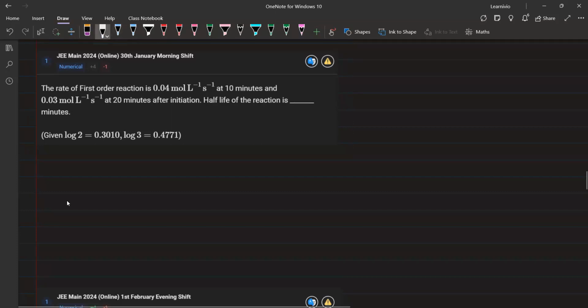They've given the rate of a first order reaction at 10 minutes, and this is the rate at 20 minutes after the reaction has occurred. They're saying the half-life of the reaction is dash minutes. You can calculate the K from the given values, I hope.